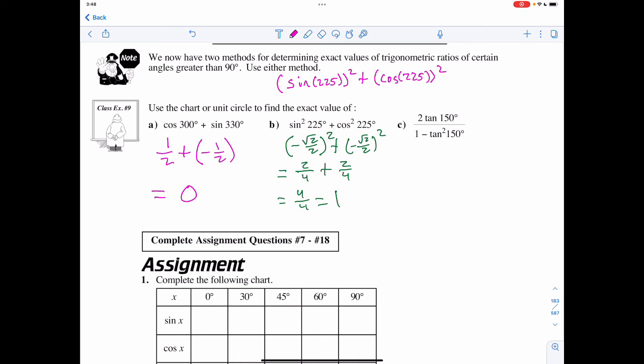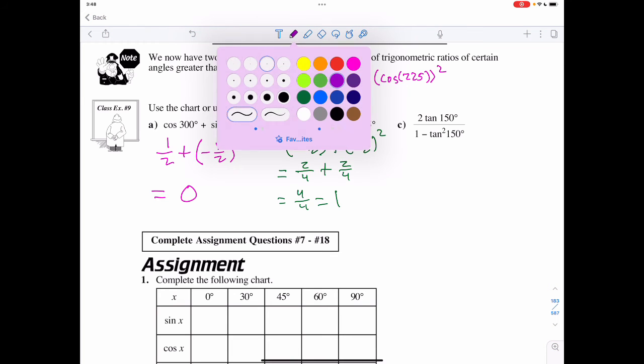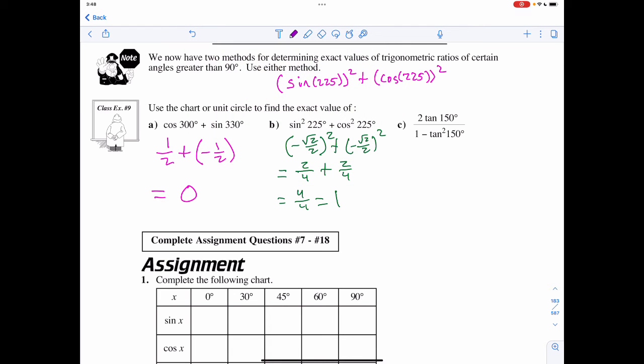When I get to my last one, the process is still the same. If it's saying 2 times tan of 150 divided by 1 minus tan of 150 squared, well, the nice thing is, in all these cases, all I need to find is what tan of 150 is. So I'm going to say that it's going to be 2 times negative root 3 over 3 divided by 1 minus negative root 3 over 3 squared.